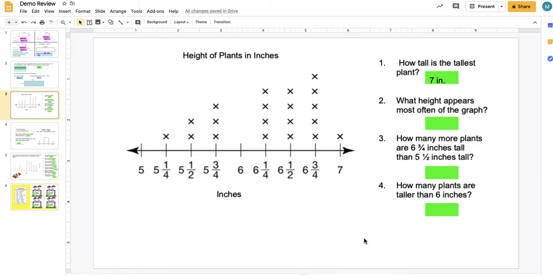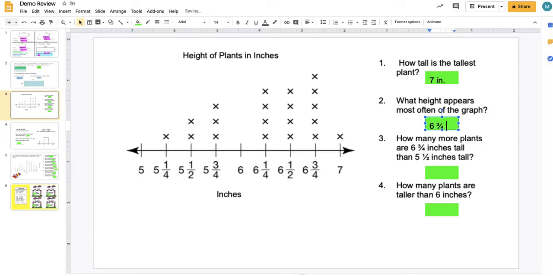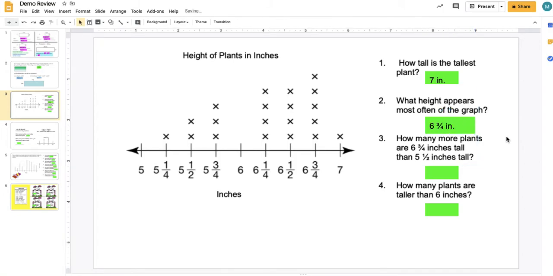What height appears most often on the graph? A lot of people confuse the tallest or the most with the most common. The most common amount, or the most plants, were 6 3/4 inches because it has the most X's. So this should be 6 3/4 inches. That's the height that appears most often. Again, if you need to adjust the size of the text box, you could.